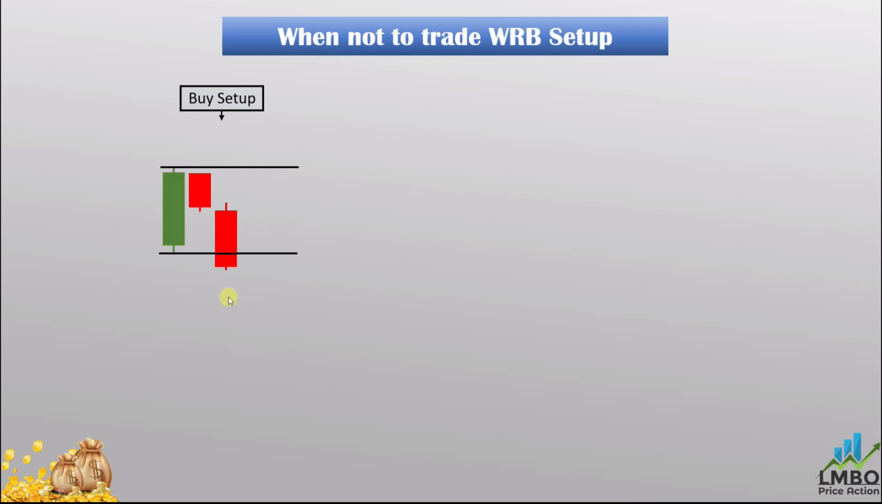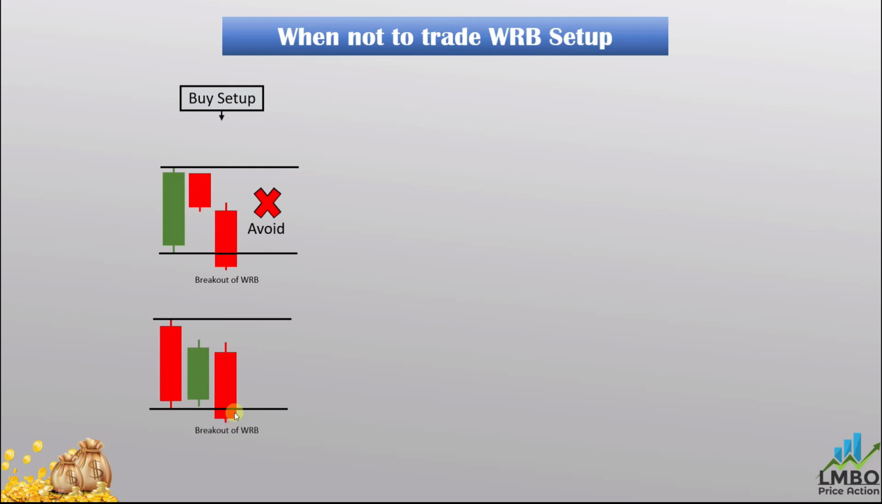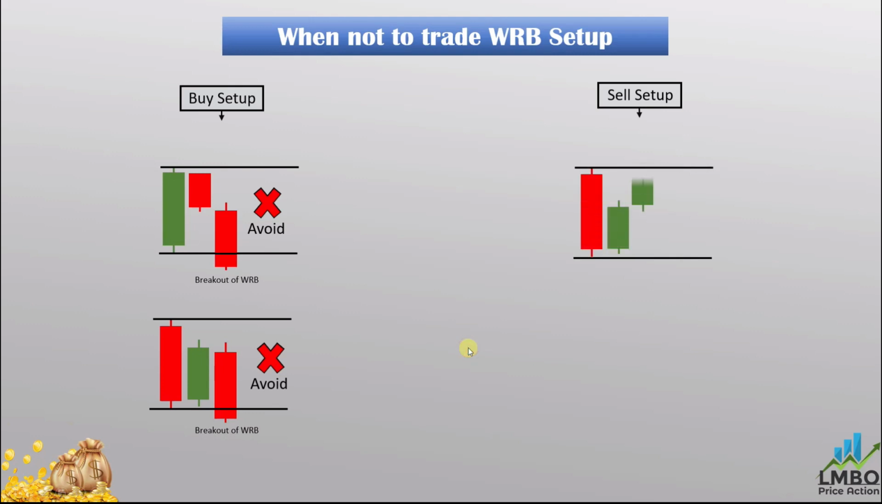But if it's breaking, we will avoid it, the break of WRB, and then we are going to avoid this setup here. Another setup which we are going to avoid, that will be your setup. It's a breakdown, a breakout of WRB, we are going to avoid again. We will never trade here. In this strategy there is no setup for trading here. For the sell setup, those are your avoid setups.